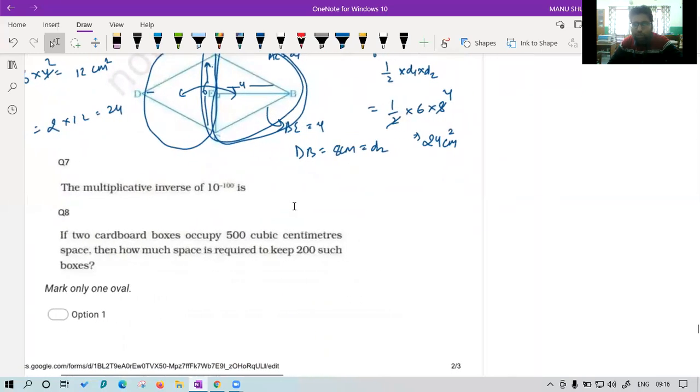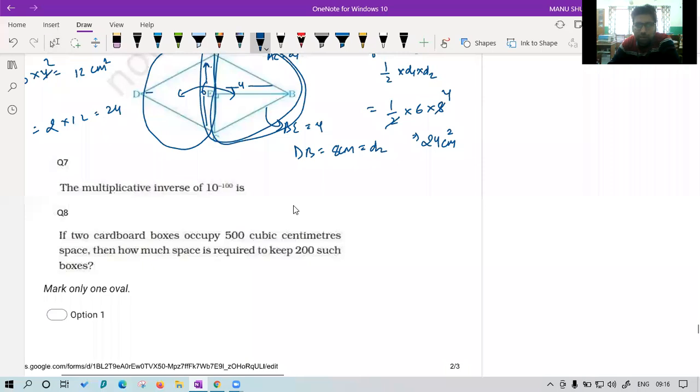I hope most of you got the answer. Just tell me the answer. Multiplicative inverse of 10 power minus 100. I have told you the first thing to do is make the number normal. The power is negative, so it becomes 1 upon 10 power 100.